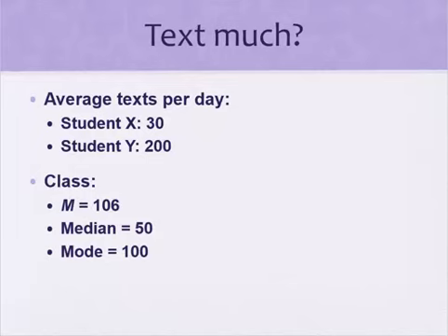So given the mean of 106, we might ask, well, does student X text very much? I don't know, tough to say. They seem to be fairly well below the mean. What about student Y? 200 text messages per day, higher than the class mean? I don't know. Is it pretty extreme, or compared to the mean, is it relatively close? It's very difficult to say, is sort of my point, just by looking at the individual scores compared to the mean.